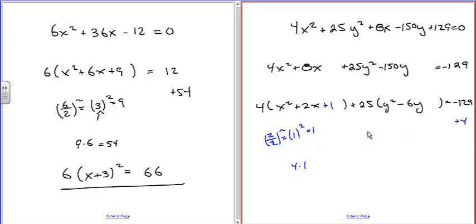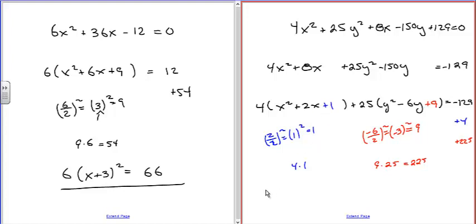Here, take the coefficient inside, negative 6, divide by 2. Square it, simplify it, negative 3 squared. That's 9, so we add 9. But we're really adding 9 times 25, which is going to be 225. 8 times 25 is 200, and then you have one more. So we're adding 225, so we add 225.